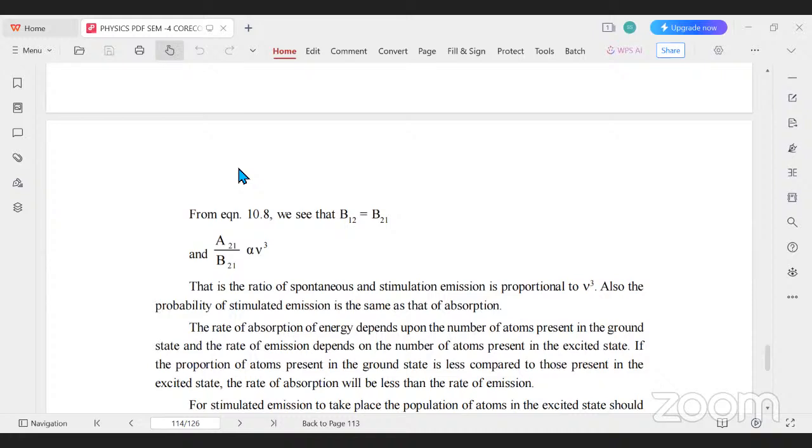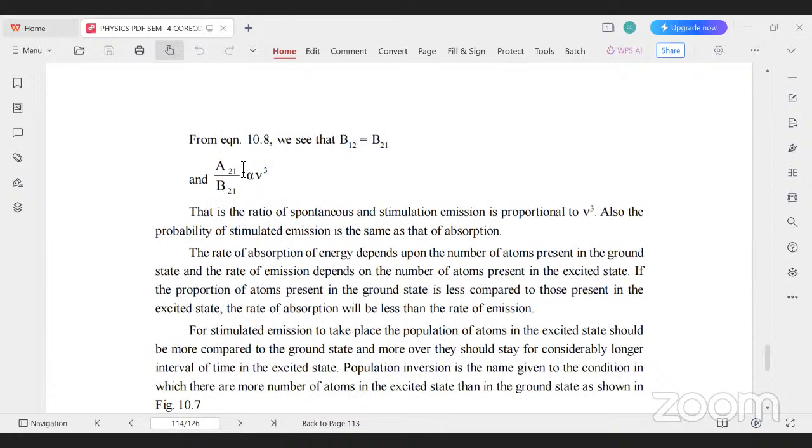That is the process of how the calculation takes place, how the energy can be absorbed and how the energy can be emitted. So the simulation process is helping to calculate all this. The rate of absorption of energy depends upon the number of atoms present in the ground state, and the rate of emission depends on the number of atoms present in the excited state.